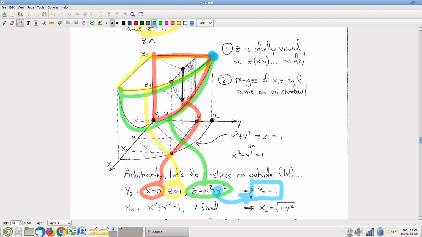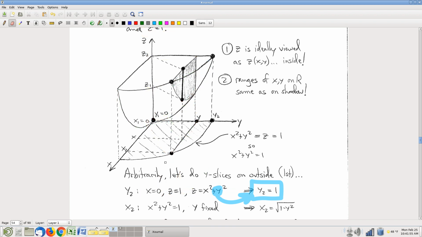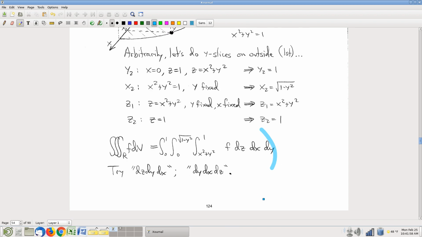Okay. Now here's a different point of view you can take on this. By the way, we just concluded that our bounds were from 0 to 1. We found that the upper bound there is y equals 1.